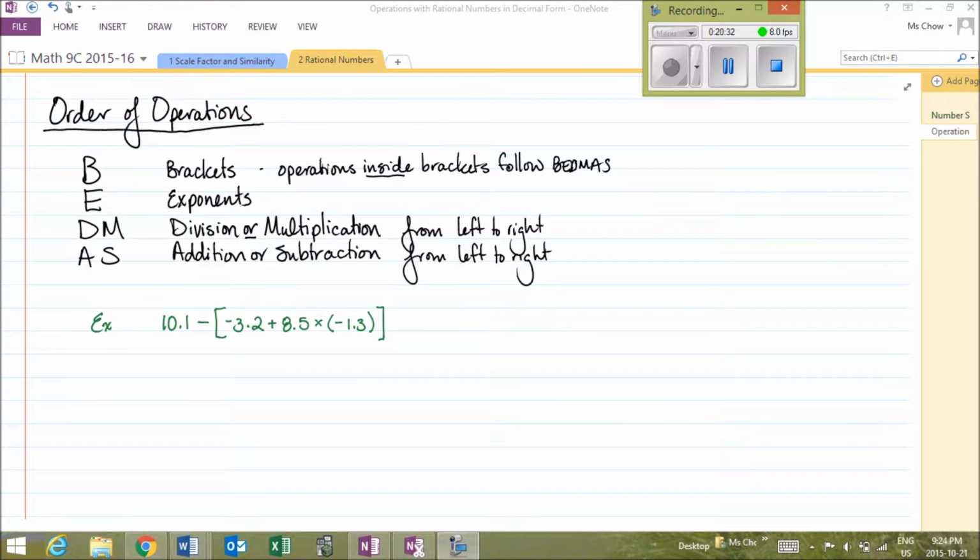Let's review order of operations. Most of you know it as BEDMAS or PEMDAS, the difference being B for brackets or P for parentheses, remembering that brackets refer to the operations inside the brackets, and if there are multiple operations inside the brackets, those will also follow BEDMAS. E is of course for exponents. D and M is division or multiplication from left to right, whichever comes first, and addition or subtraction, whichever comes first from left to right.